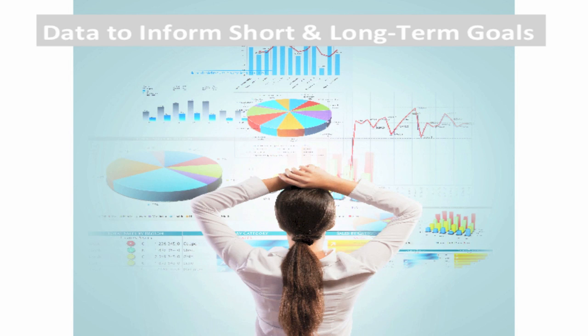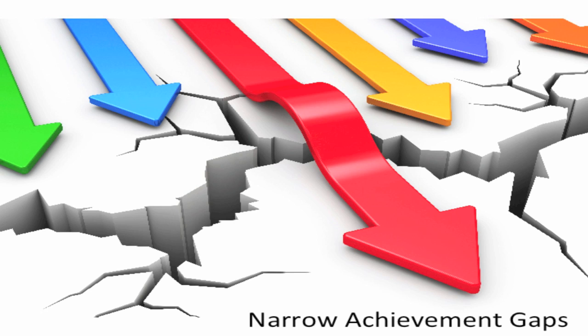Beyond student achievement data, it is critical that district and school leaders collect and analyze data that will help inform decisions about the short-term and long-term goals that are required to achieve the vision of the district or school. To illustrate, data can help us narrow achievement gaps. With an effective data-driven decision-making system, districts and schools can assess performance data by important student subgroups and address problems at the school and classroom levels.